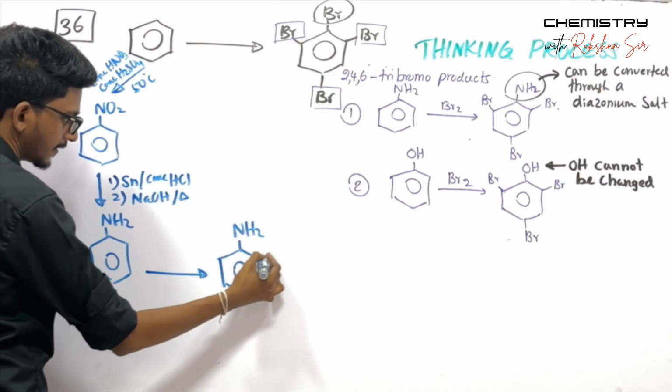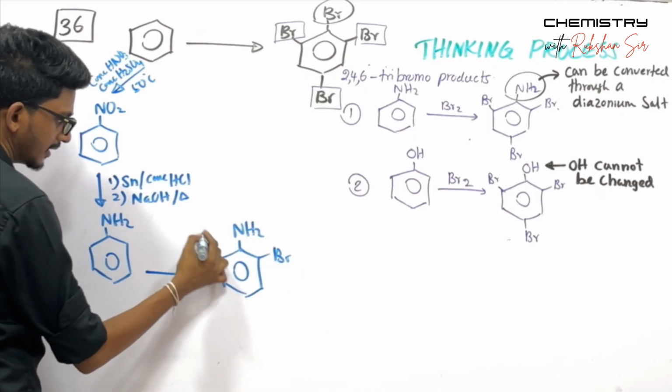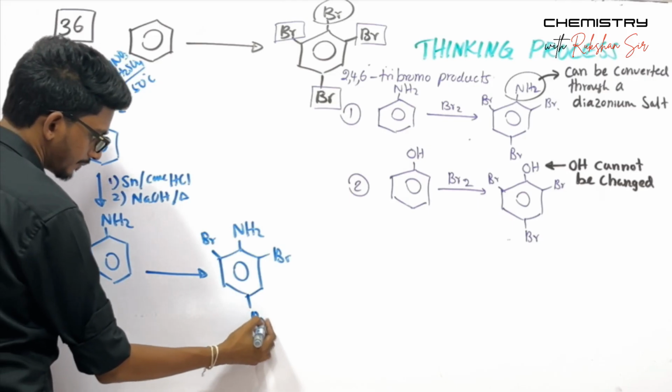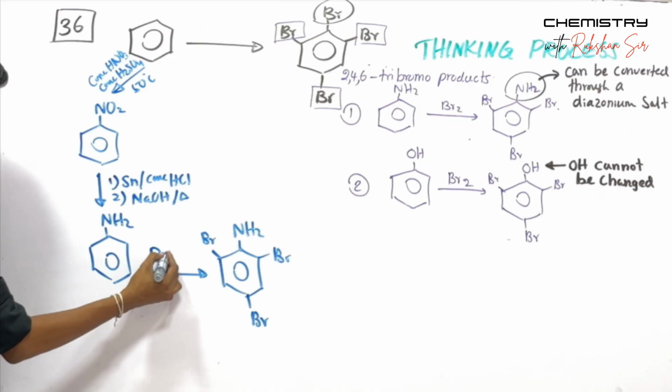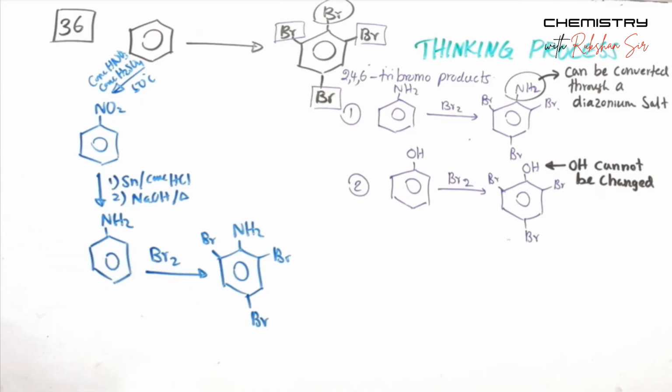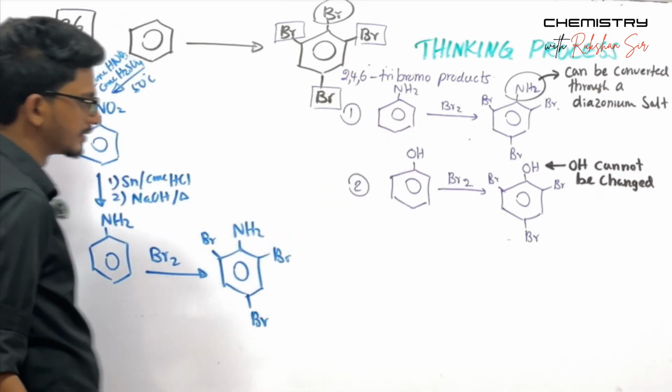The next step is the three Brs. Special reaction, just adding Br2. No need of a catalyst there, right? These are very highly activated benzene rings. That is why this kind of tribromo product will form.